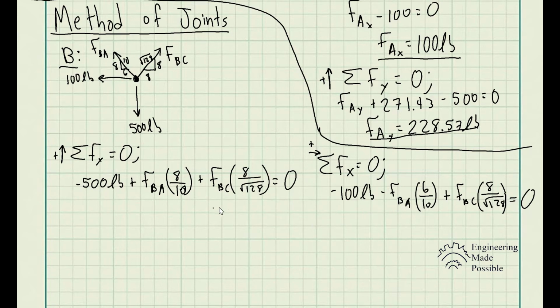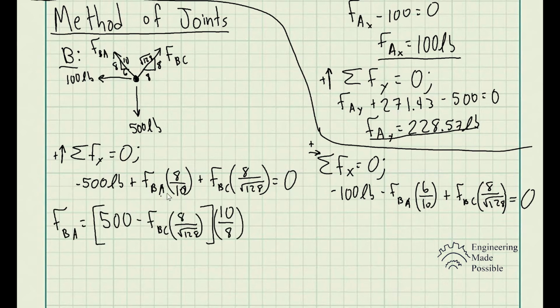Now we have two equations and two unknowns. The unknowns here are the forces along the members BA and BC. So what we do here is we use either equation and solve for one variable. Let's say I'm going to solve for F of BA here. We just move some stuff to the other side, then multiply by 10, divide by 8. We could actually simplify a little bit further, and we have F of BA is equal to 625 take away F of BC times 10 divided by root 128.